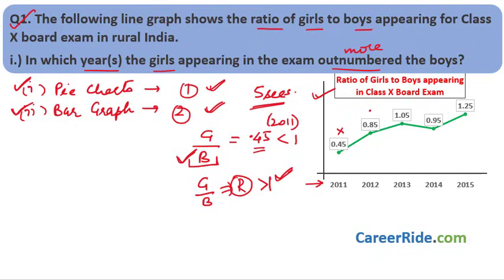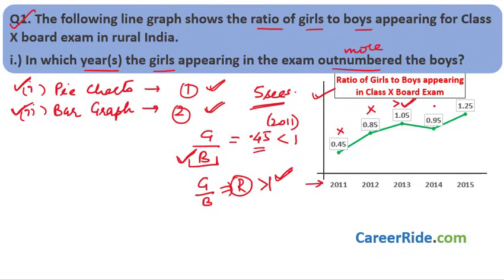2012, what happened? Again, it is 0.85. It means this is less than 1, which means my denominator was bigger, which means the number of boys was more. This cannot be my option. 2013, 1.05. This is greater than 1, right? So it means that the number of girls was more. It means that the numerator was bigger than the denominator. So this is one of my options.